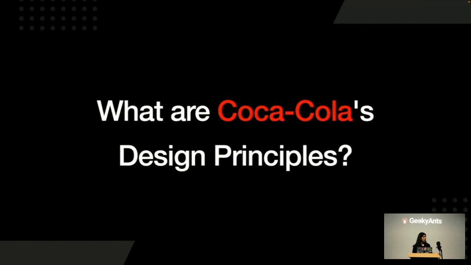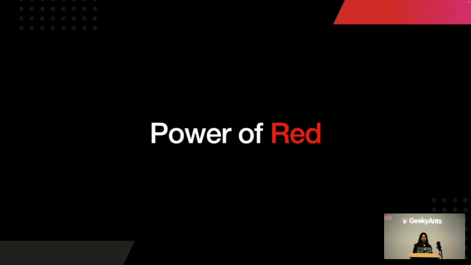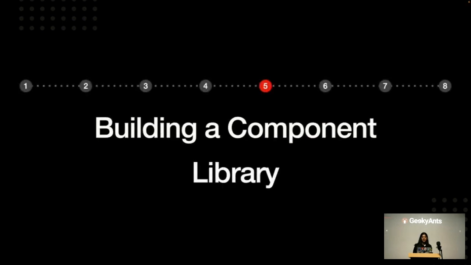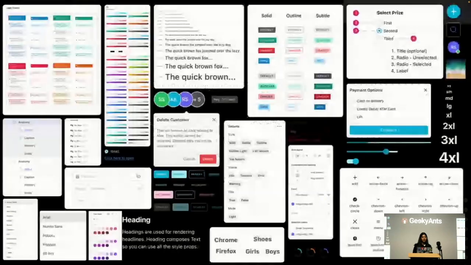So what are Coca-Cola's design principles? If we build a design system of Coca-Cola, design principles can be real, bold, the power of red, and familiar yet surprising. Now the next step is building a component library, which most developers can connect to.